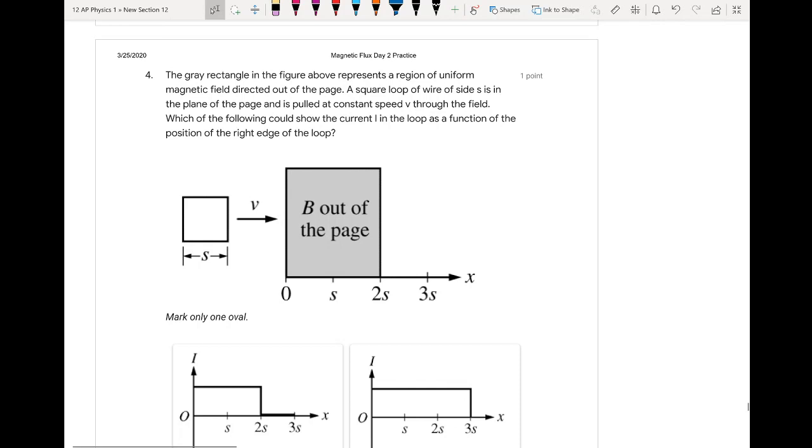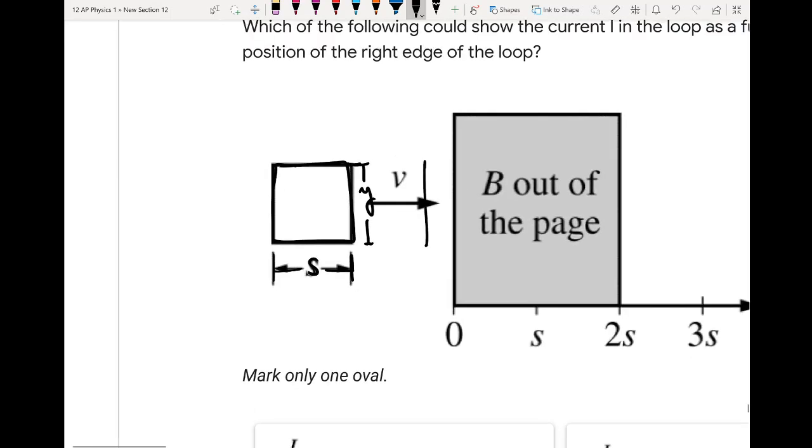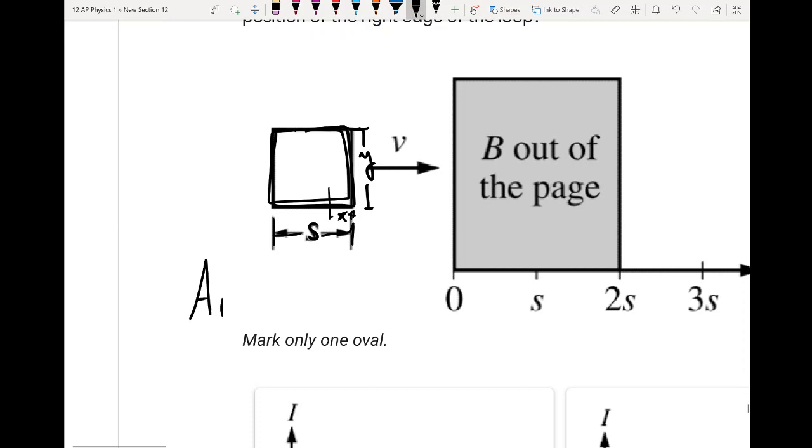Which of the following could show the current I in the loop as a function of the position of the right edge of the loop? So what we can say is this loop has some sort of height y, and has some sort of distance s. And right now we don't care about the area of the loop, because we care about the area that is inside of the magnetic field. This is going to gradually change. So instead of calling this full distance s, let's look at this piece of our distance. Let's call this some position x. So we can say the area inside the loop is equal to y times x.